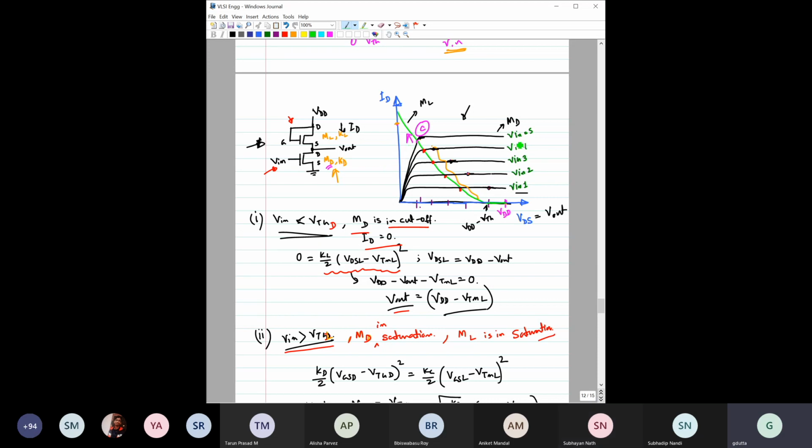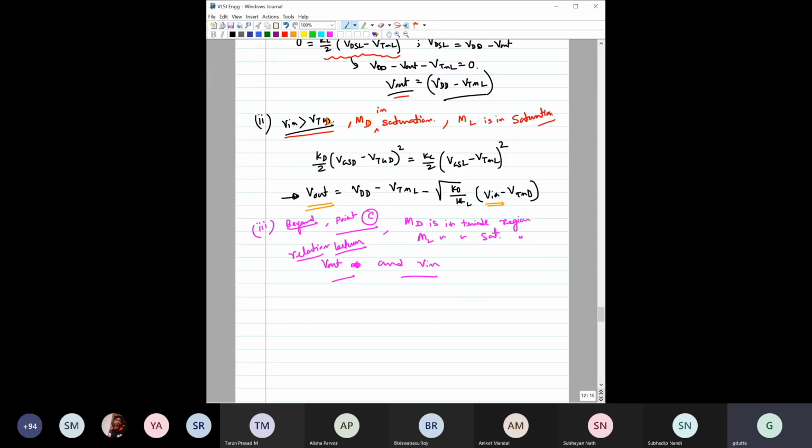So we have to find that V in for which this transistor will just enter into the saturation region, right? You know the condition for the transistor to be in saturation, that means VDS saturation. Or maybe if you want, I can write it now. Fourth point is to find the point C. So point C would be where this VDS of the driver goes into saturation, which would be equal to VGSD minus VTHD, right?